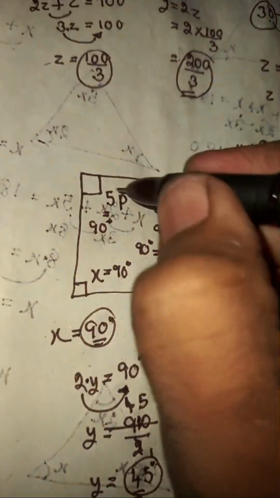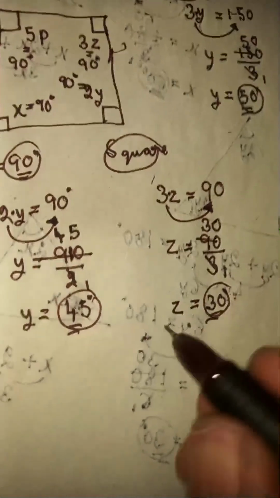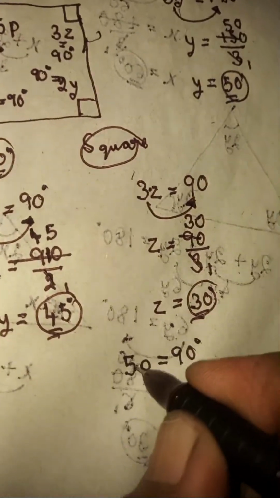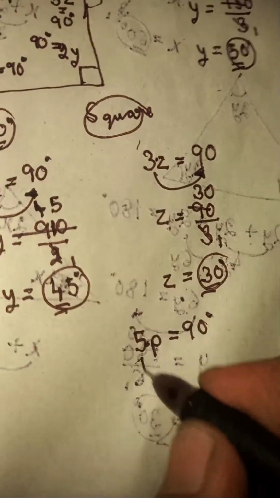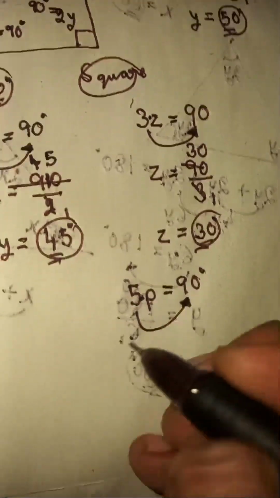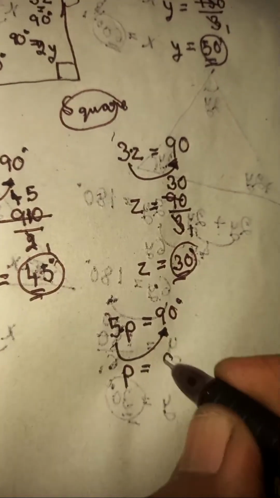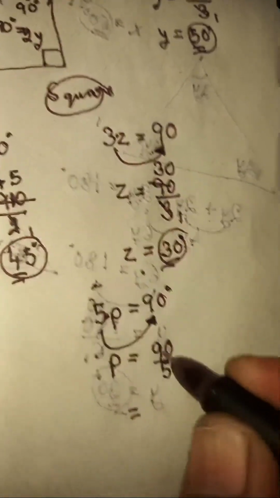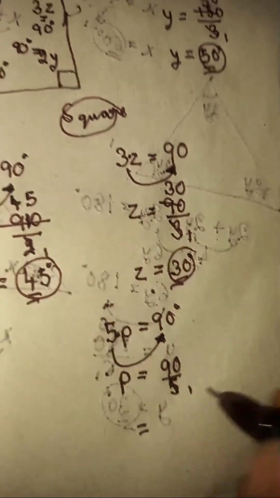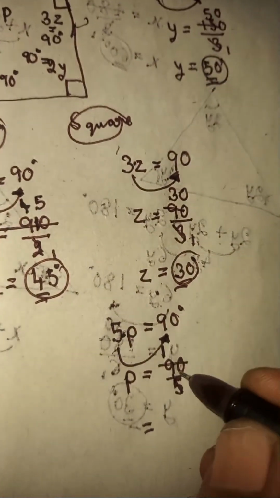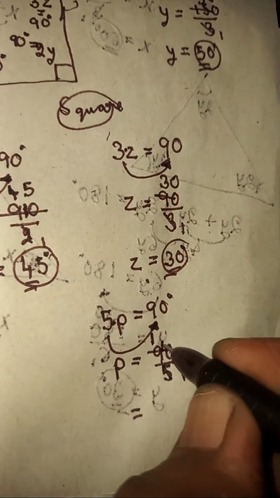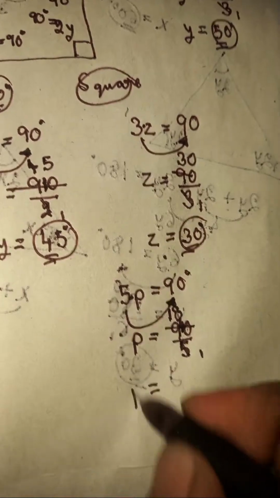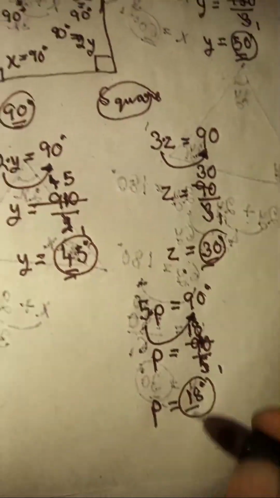And now let's find out the same way p. 5p equal to 90 degrees. This 5p you can write as 5 times of p, and 5 comes here, it comes in denominator. P equal to 90 by 5. This 90 by 5 you can divide, 5 1 times is 5. 9 minus 5 is 4. 4 comes here, 40. 5 8 times is 40. So p value equal to 18 degrees.